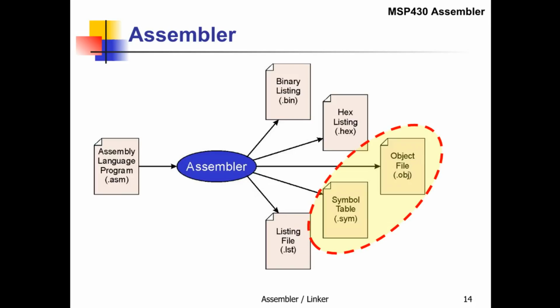Okay, so we want to look at the assembler now. How does it work? The assembler is a program, and it takes input from your assembly language program which you create, and it puts out the object file, which is what you execute. It's machine code, and it also puts out a symbol table and some other files.